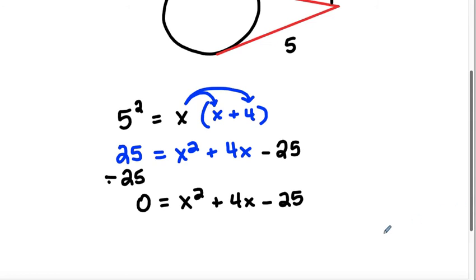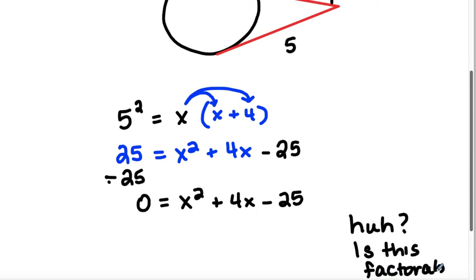And then normally we try to solve by factoring. Is this factorable? Are there factors of 25 that add to 4, or negative 25 that add to 4? So what in the world are we going to do?